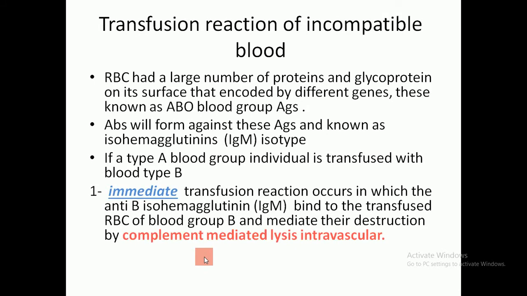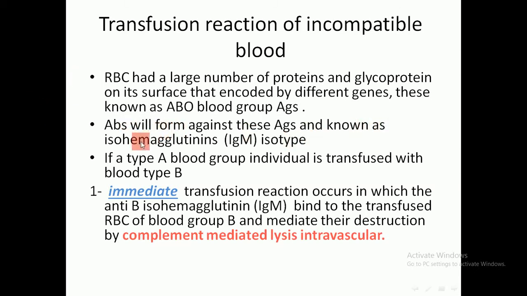The best examples are transfusion reaction of incompatible blood, and secondly drugs like penicillin, and hemolytic disease of the newborn. The first example is the transfusion reaction of incompatible blood. Here the RBCs have a large number of proteins and glycoproteins, which are considered as antigens on the cell surface, encoded by different genes, and these are known as ABO blood groups. And this is considered as antigen when they are transfused to another person.